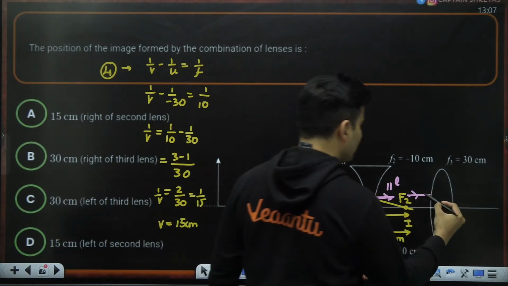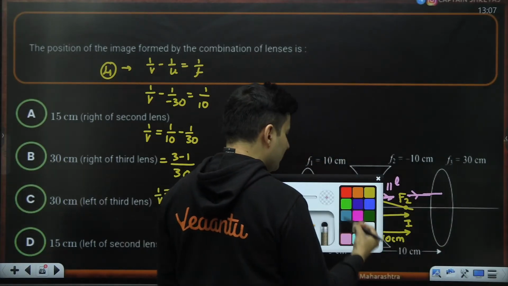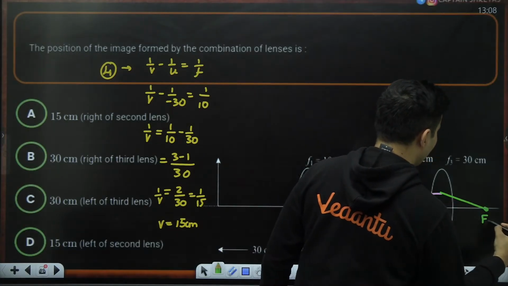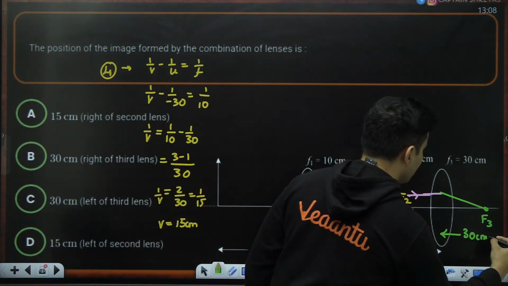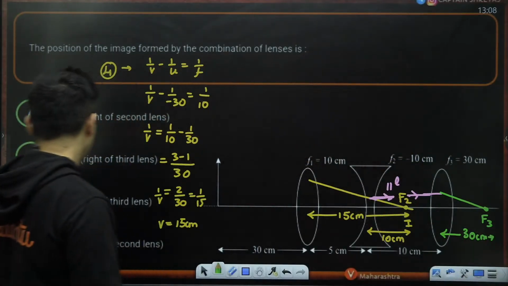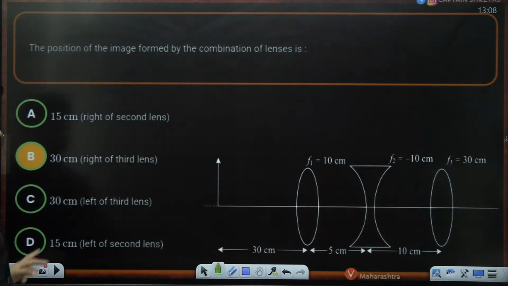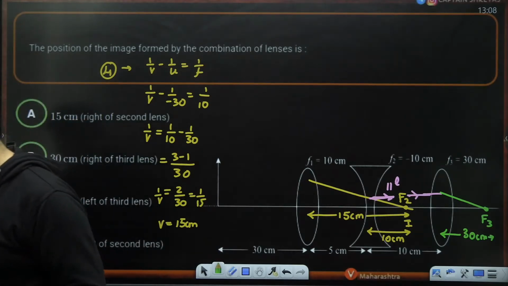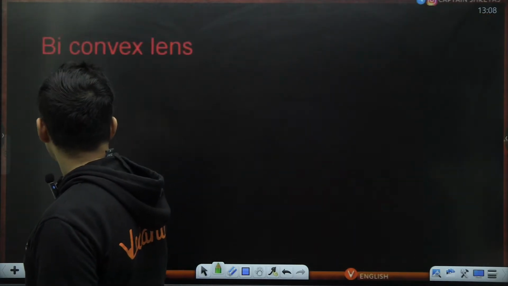If it goes parallel, what will happen in the third lens? After it reaches the third lens, it will pass through the focal point of the third lens. The focal length of the third lens is 30 centimeters. So it will be 30 centimeters where the image will finally be formed, 30 centimeters to the right of the third lens, which is option B. Very simple. Okay, great.